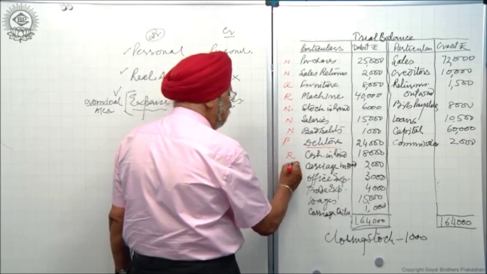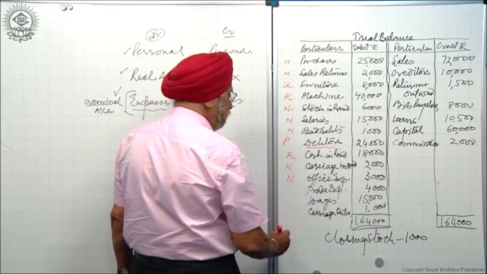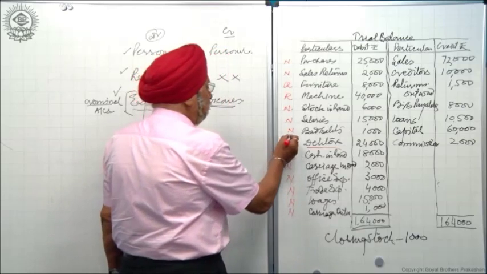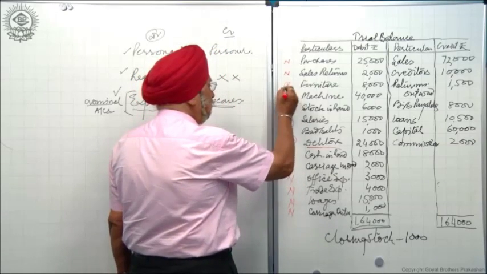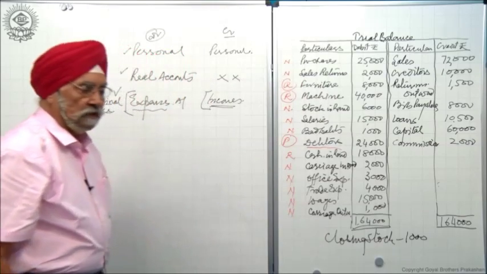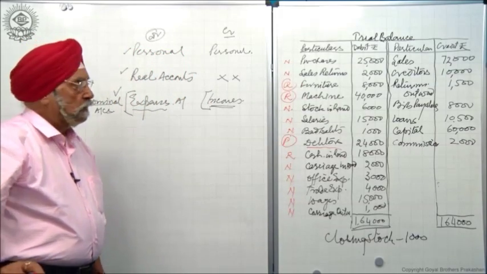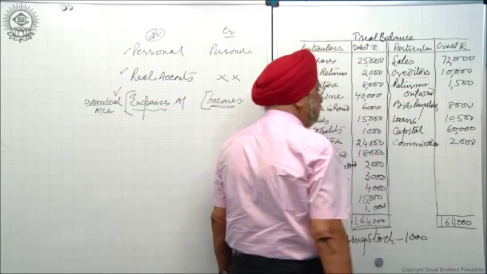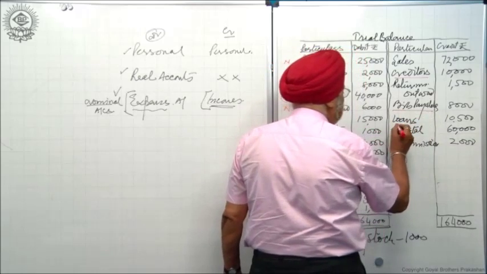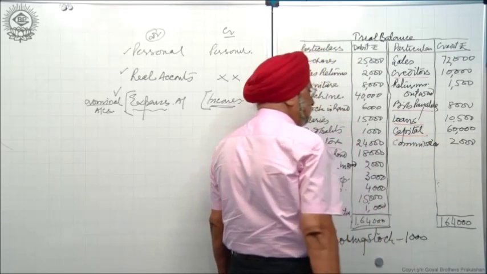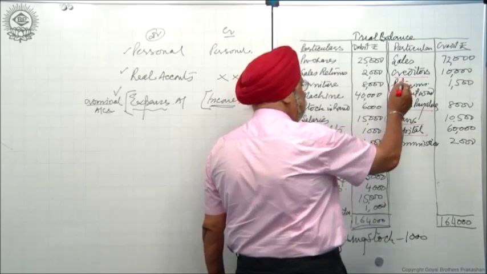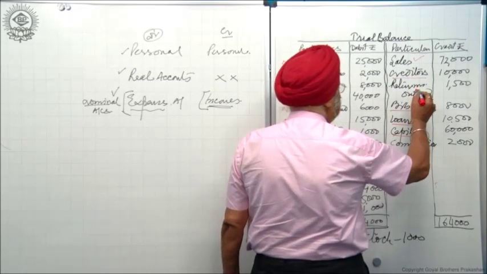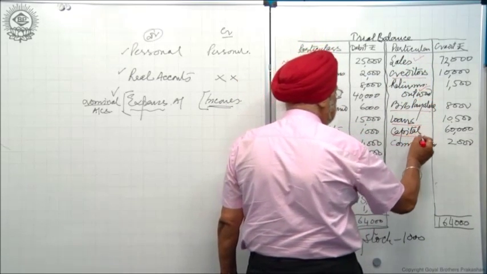Carriage inward, nominal. Office expenses, nominal. Trade expenses, nominal. Nominal and nominal. Look here. We have persons, we have real, and all others nominal. On this side, we have only persons. Creditors are persons. Bills payable are persons. Loans are persons. Capital is a person. Creditors and then, this is nominal, sale. Return outward, nominal. And this.